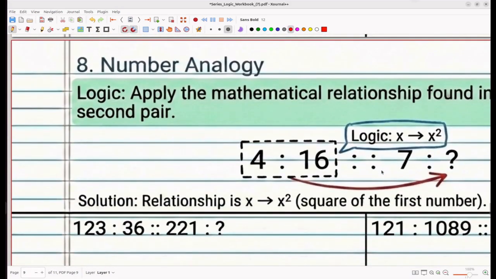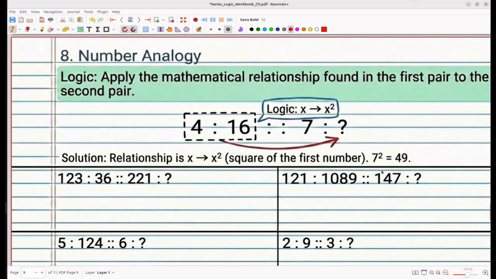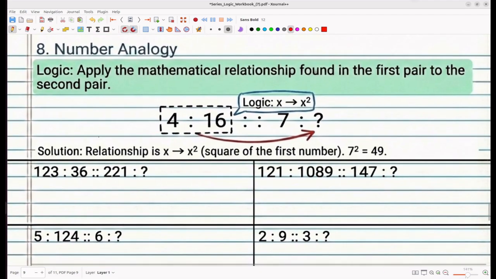Next we will move on to the number analogy. Number analogy means, suppose they give 4 and 16, and again they give 7 and question mark. We need to identify this question mark. What is the question mark? Suppose here we have 4 and 16, right? If you do 4 square you will get 16. Correct, right? If you do 7 square, what will you get? 49. 7 square, 7 7 is 49. So the answer will be 49. Like this the number analogy works. Not only this pattern, it might be any pattern they have given here.